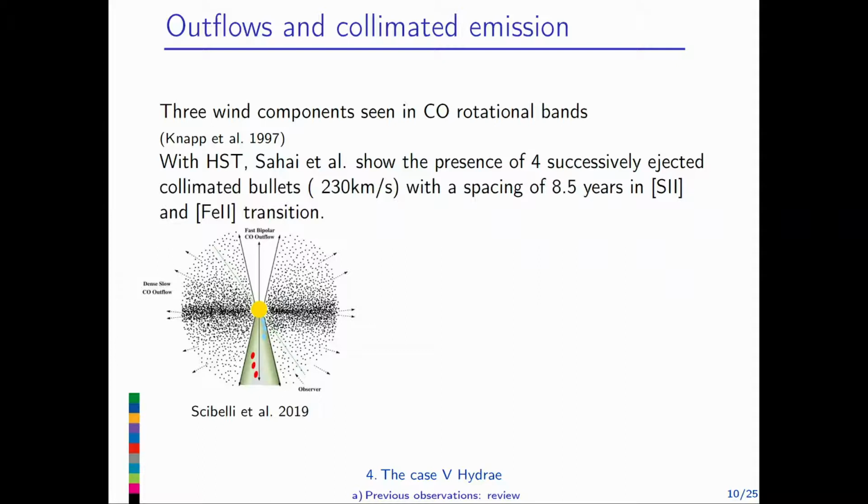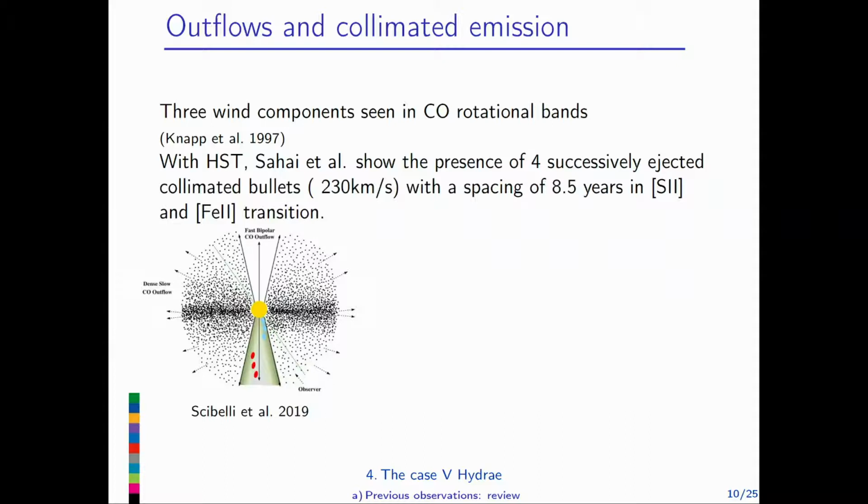For example, the star has wind components, seen in the CO rotational bands. That's an indication, for example, of transition to planetary nebula, because at that stage, the star has a wind component. So we have 3 wind components. Here you have a schematic view of the environment, allowing us to distinguish the 3 wind components. So we have a vertical bipolar outflow, really fast, a denser equatorial CO outflow, and an isotropic, slower velocity wind.